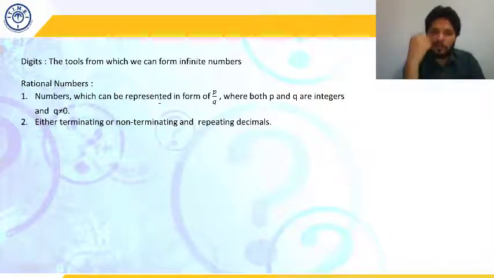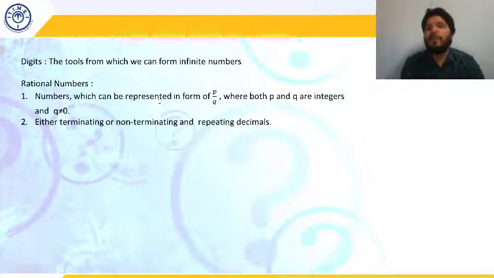So again, let us revise. What are rational numbers? There are two definitions which need to be satisfied for a number to be called a rational number. What are those two definitions? Numbers which can be represented in the form of p by q, where p and q are integers and q is not equal to 0. The first definition has to be satisfied. The second definition which comes to our mind when we talk about rational numbers is either terminating decimals or non-terminating and repeating decimals. What do you mean by terminating decimal?